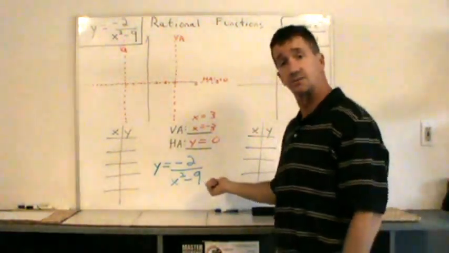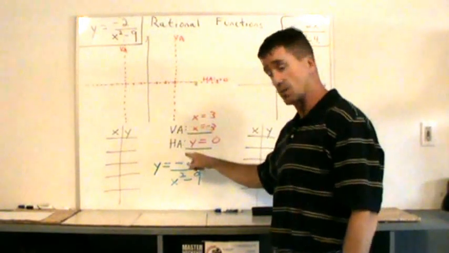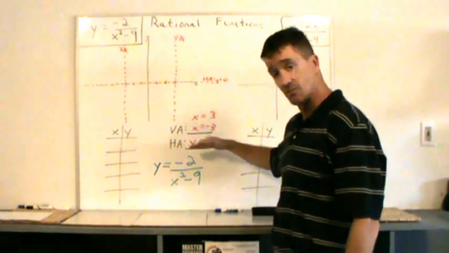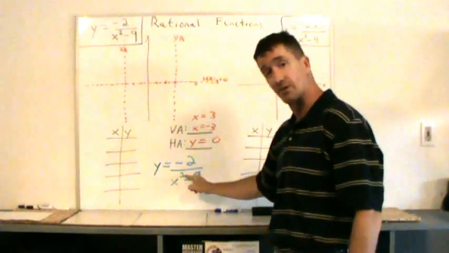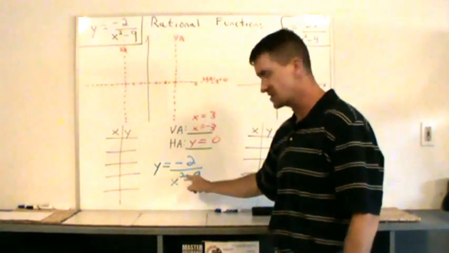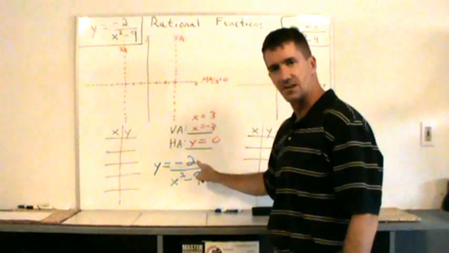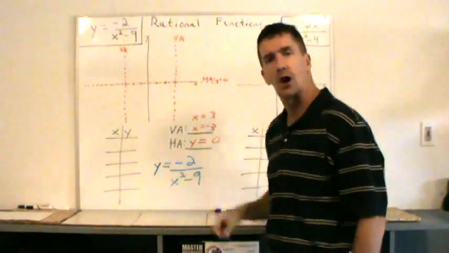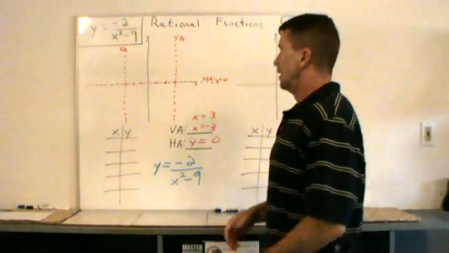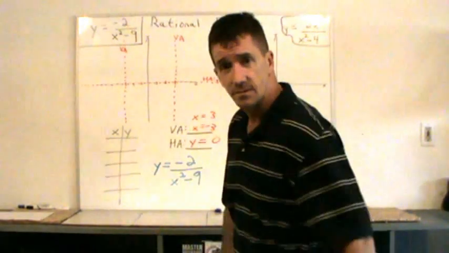I'll say that again. Your horizontal asymptote will be located at y equal to 0 if the higher exponent is in the denominator. See, that's x squared. And what's this? That's -2 times an invisible x to the 0. The higher power was in the bottom. That's the most important part of the graph.